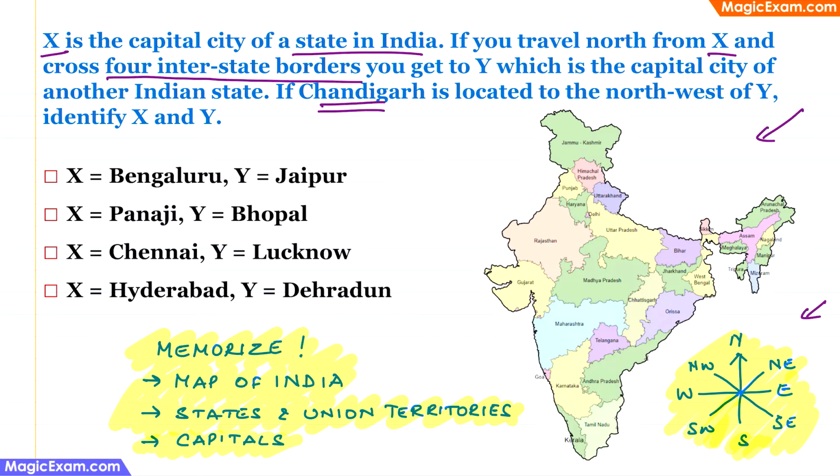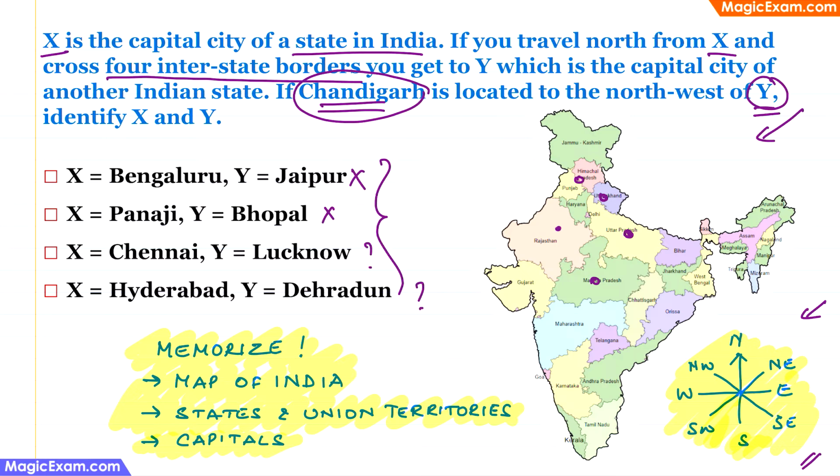get confused. Now, the first concrete piece of information that is given here is that Chandigarh is located northwest of Y, therefore this place Y should be southeast of Chandigarh, because Chandigarh is northwest of Y. Now, if we look at the options for Y, one is Jaipur. Jaipur will be somewhere in Rajasthan, and Chandigarh is here. Therefore, Chandigarh is not northwest of Jaipur. Therefore, this cannot be the answer choice. And Bhopal is in Madhya Pradesh, and Bhopal will be towards the southern side of Chandigarh. Therefore, this also cannot be an answer choice. So that leaves us with Lucknow, which is in Uttar Pradesh, and Dehradun, which is in Uttarakhand. Therefore, the answer choices can be either Dehradun or Lucknow.